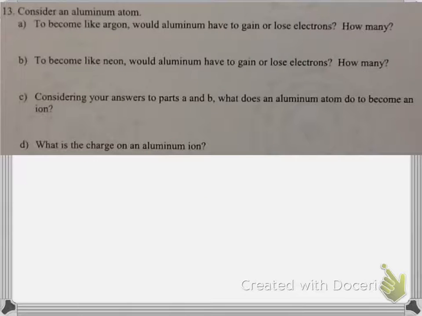Number 13, consider an aluminum atom. To become like argon, would aluminum have to gain or lose electrons, and how many? So aluminum has 13 protons and 13 electrons as a neutral atom. So to be like argon, which is atomic number 18, it would have to gain electrons, and it would have to gain 5 electrons.